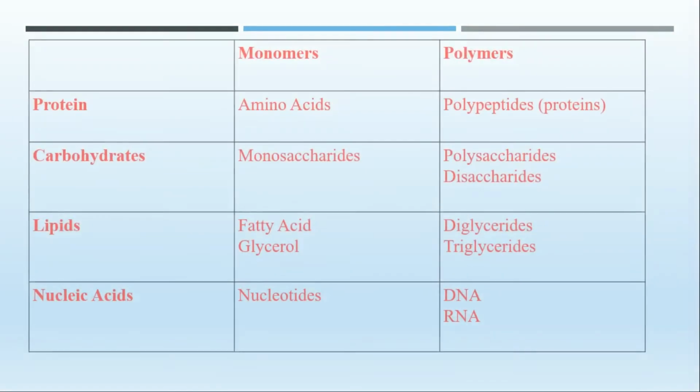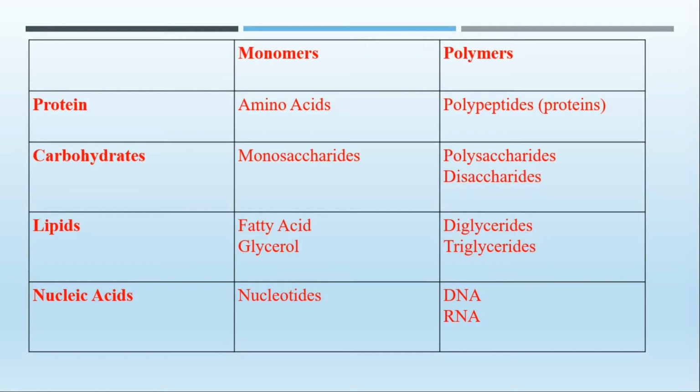So let's look at our table for the different monomers and polymers of each of the macromolecules. So for protein, we have the monomer as amino acids. When enough of those amino acids get together, they make a polypeptide, fancy word for a protein. For carbohydrates, the monomer is monosaccharide. I like that one because it's got mono in the name. You can kind of remember it. Then when monosaccharides combine and get together, they make the polymers, which are polysaccharides and disaccharides.